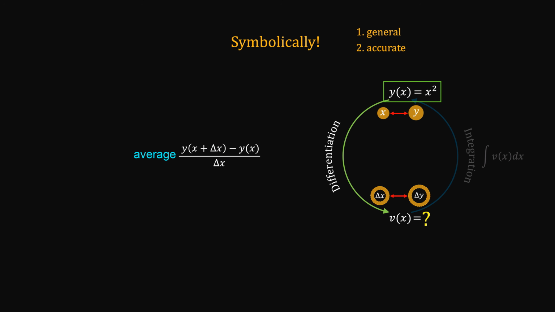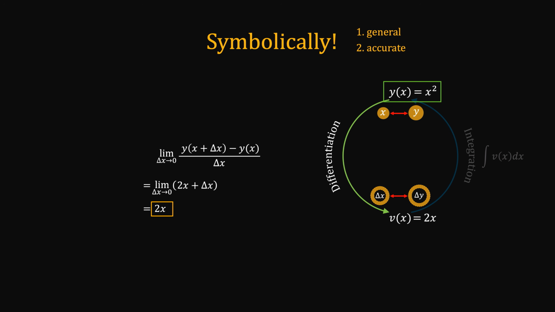Then using the relationship, we can break down the subtraction into components. Factor the denominator. Now we can take the limit to obtain a general and accurate relationship for velocity. So, symbolic calculation is at the heart of calculus. Only through the use of abstract symbols can we obtain an accurate and general relationship.